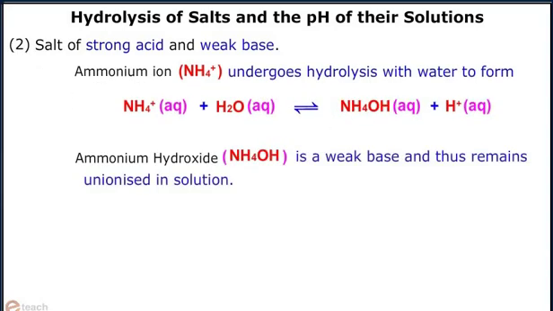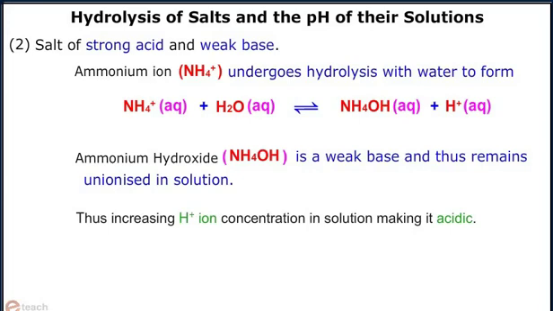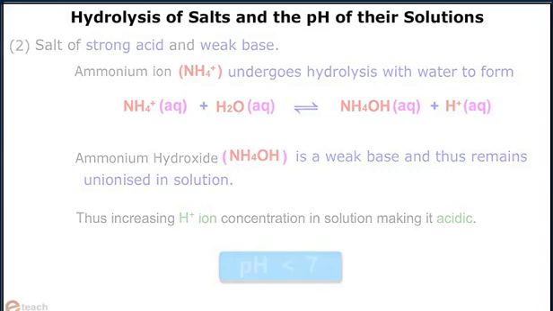Ammonium hydroxide, that is NH4OH, is a weak base and thus remains unionized in solution, thus increasing H+ ion concentration in solution, making it acidic. This implies that pH is less than 7.